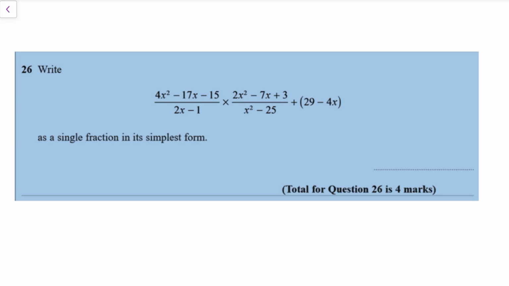Either way, pause the video, give it a go, and as I say, genuinely, do this one, you've got algebraic fractions. It's only 4 marks, but that's because it's the end of the paper and they can't give too many marks for those people that haven't made it this far.